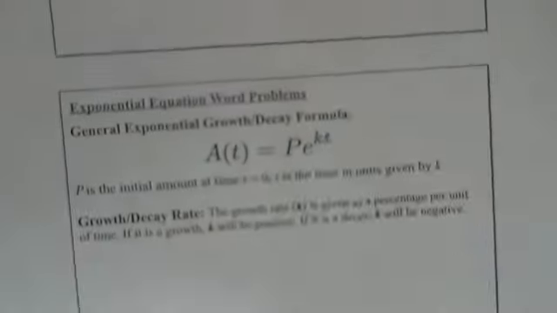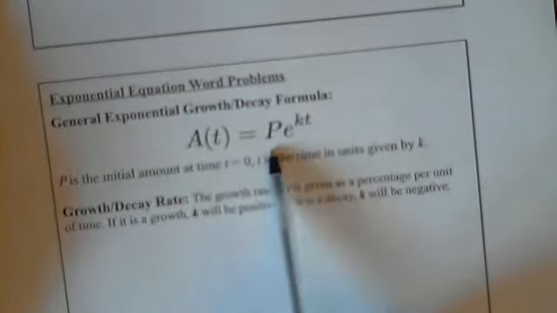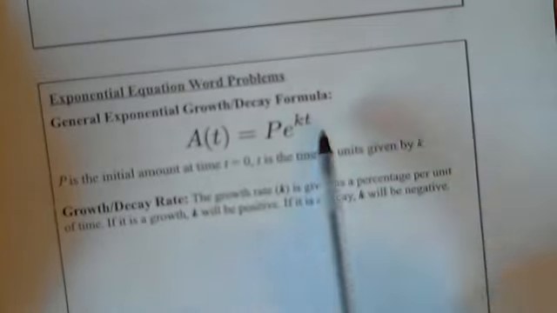Alright, we're going to work with some exponential word problems now involving a special formula for growth and decay. And so I'm actually going to come back to this problem a little bit. Let's go down toward the bottom of the page and look at the special formula we're going to use. Here's how you say it out loud. A of t equals p times e to the kt.